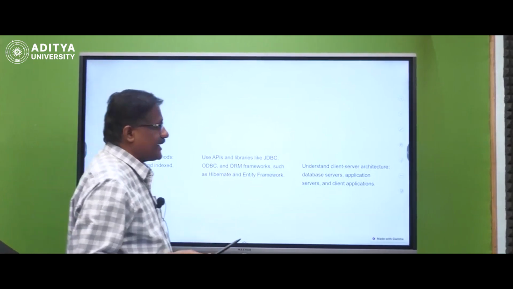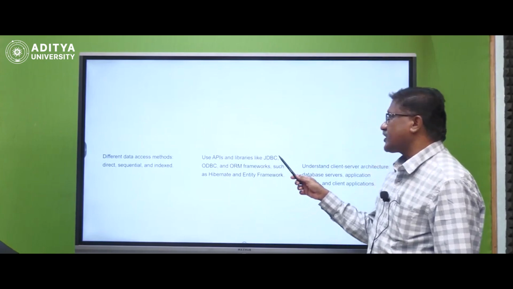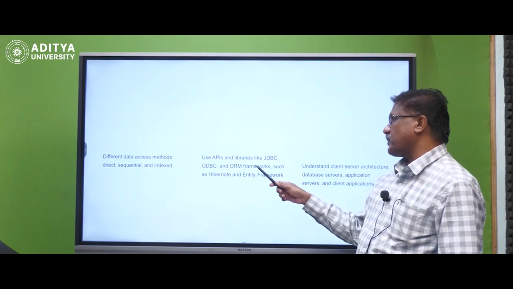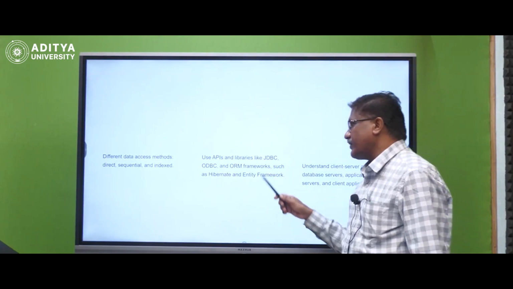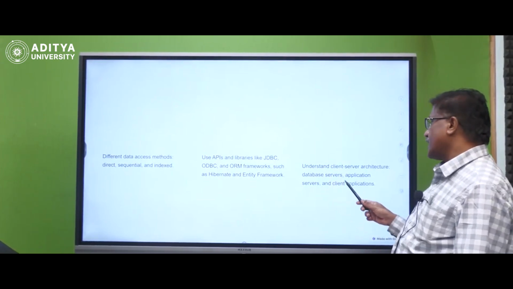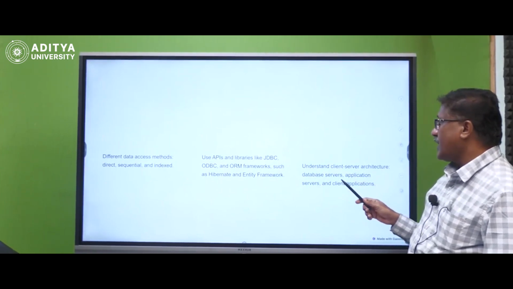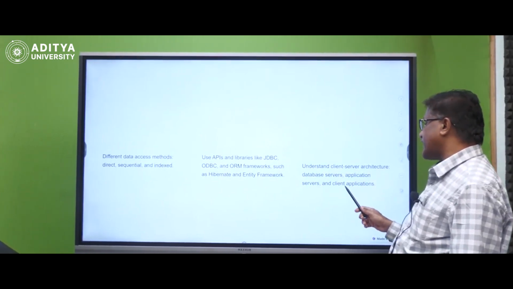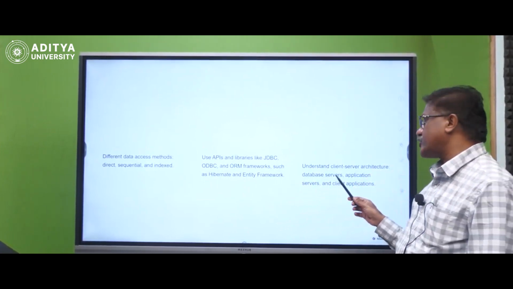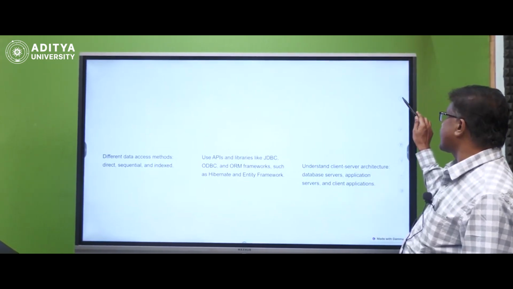Now we are using APIs. API is nothing but application program interface, where the libraries include Java Database Connectivity, Oracle Database Connectivity, Oracle Resource Management framework, Entity Framework. Everything helps us access the data with various connectivity tools. It understands the client-server mechanism. Client-server is a type of environment that accesses the database server, application server and client applications. These are the three different stages. The data can be moved from one place to another, from the database server to the application server and client applications.